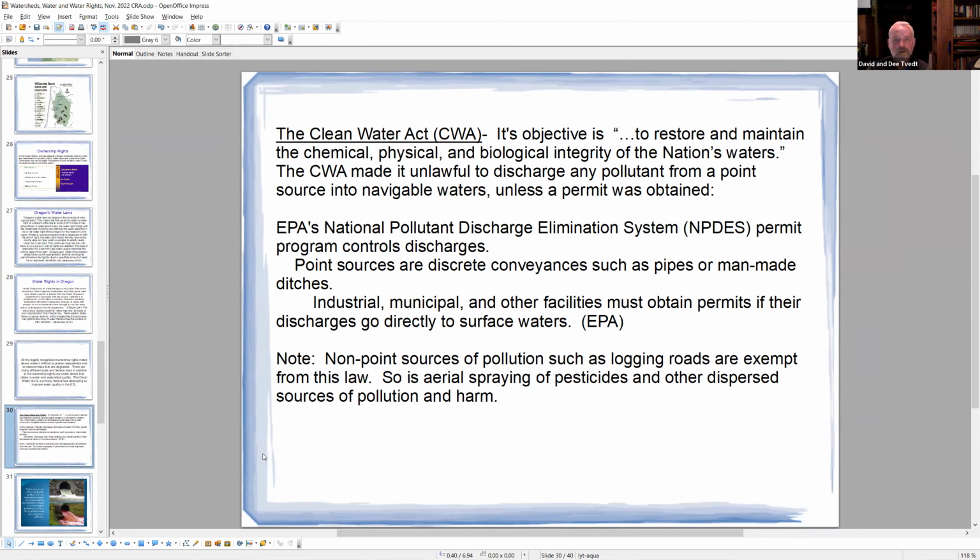And there's a distinction in law with point sources and non-point sources. So industrial, municipal, and other facilities must obtain permits if their discharges go directly to surface waters. And note that non-point sources of pollution, such as logging roads, are exempt from this law. So is aerial spraying of pesticides and other dispersed sources of pollution and harm.